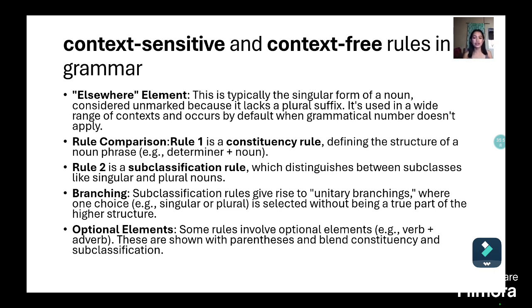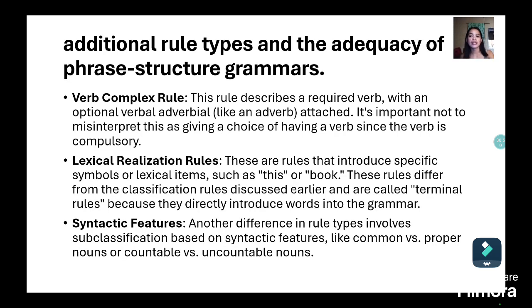Rule comparison. Rule 1 is a constituency rule defining the structure of a noun phrase. Example, determiner plus noun. Rule 2 is a subclassification rule, which distinguishes between subclasses like singular and plural nouns. Next, branching. Subclassification rules give rise to unitary branchings where one choice is selected without being a true part of the higher structure. Lastly, optional elements. Some rules involve optional elements. Example, verb plus adverb. These are shown with parentheses and blend constituency and subclassification.